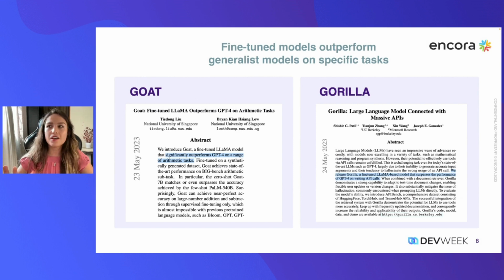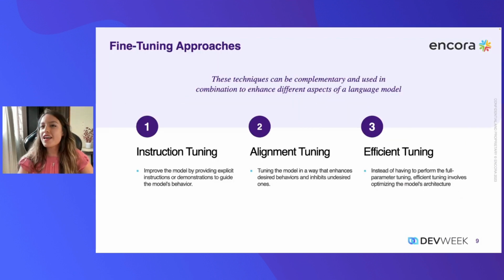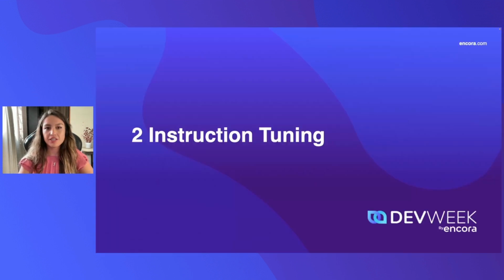So by this point, we have seen that fine-tuning is wonderful, has a lot of advantages, and is exciting. So what are we waiting for? And the thing is, here we can have multiple approaches. I'm going to mention three of them: instruction tuning, alignment tuning, and efficient tuning. I want to highlight that even though these approaches are different, they can be complementary. You don't need to choose just one. If you use a combination of them, they can help you enhance different aspects of a language model. So let's start with instruction tuning.